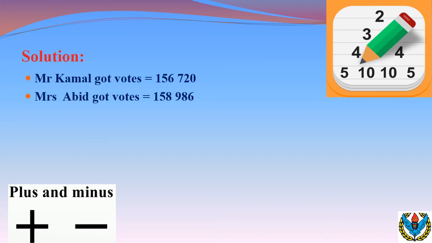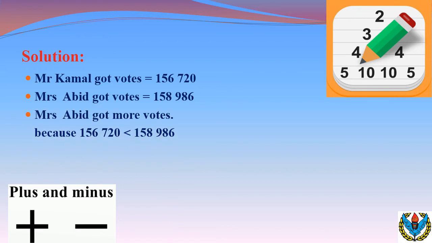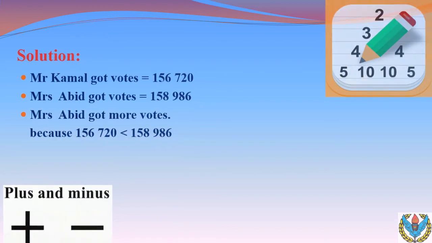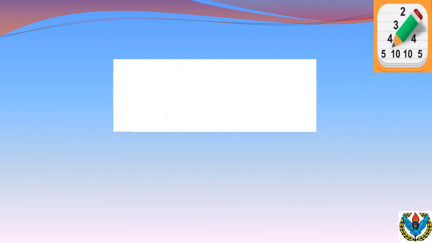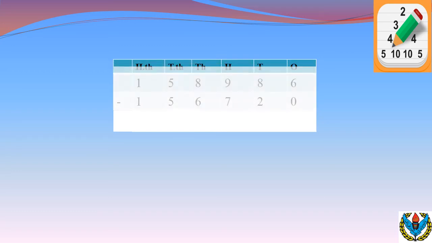So we can say that Mrs. Abid got more votes than Mr. Kamal. To find out the number of votes of Mrs. Abid greater than Mr. Kamal, we will do the subtraction of these two numbers. Write down the numbers in the vertical form. The smaller number will be written below the bigger number.